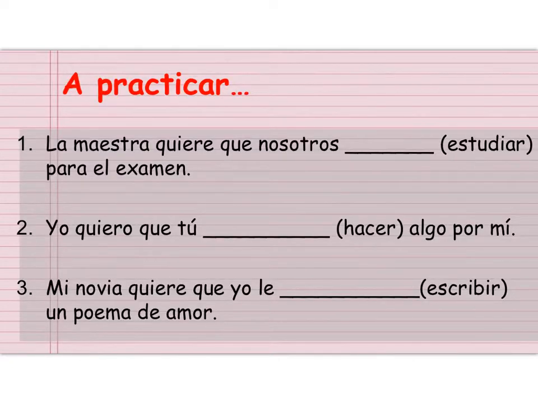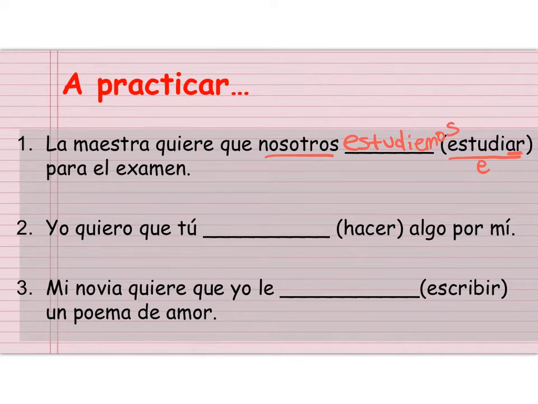Vamos a practicar un poco. La maestra quiere que nosotros, we must conjugate the verb estudiar, the verb in parentheses, in the nosotros form, of course, using the present subjunctive. So, la maestra quiere que nosotros estudiar para el examen. Estudiar is an AR verb. Estudio would be the yo form, but we're not using that O, we're dropping it. It's an AR, the ending will be an E. And because it's nosotros, estudiemos.